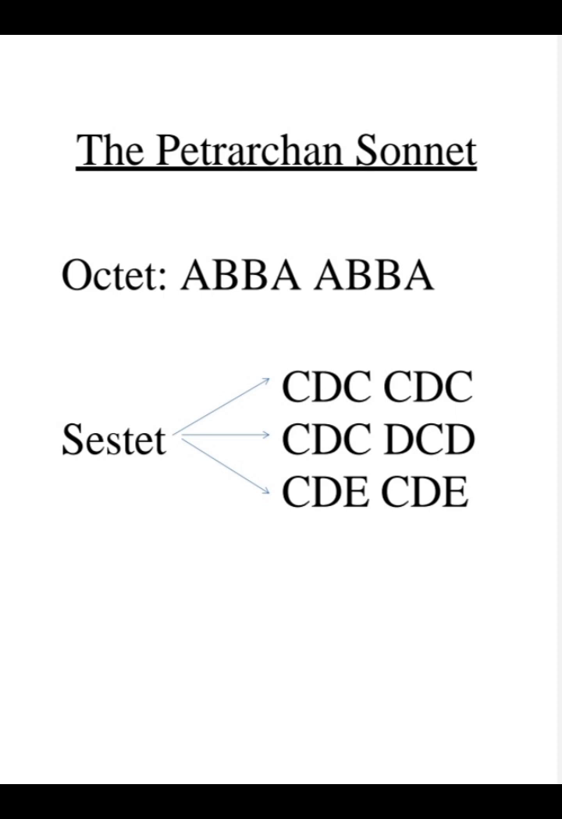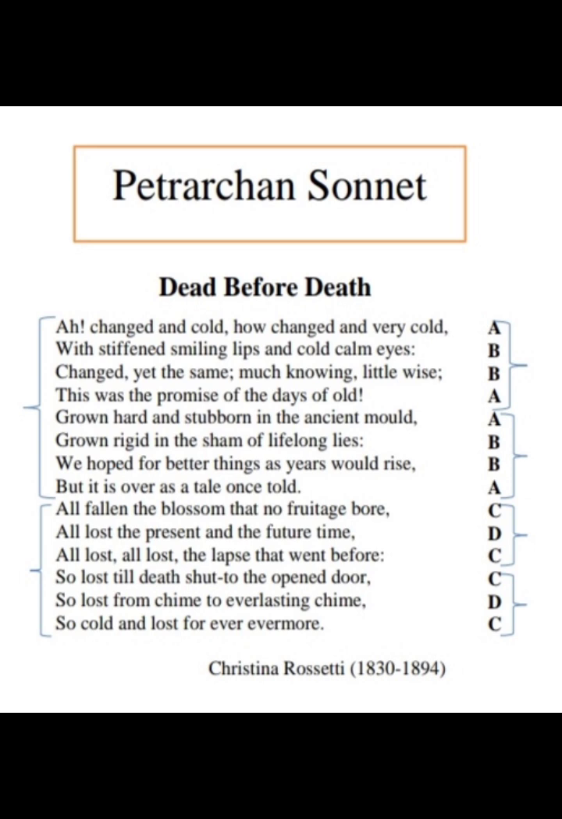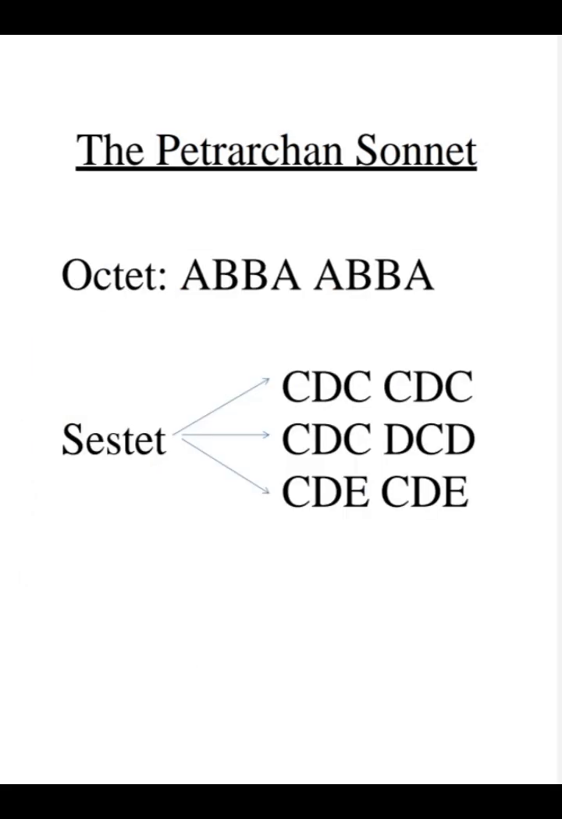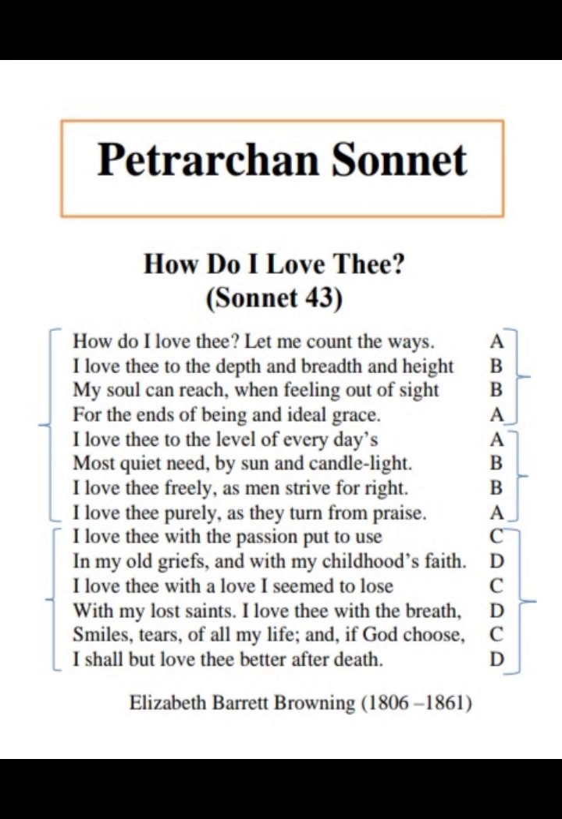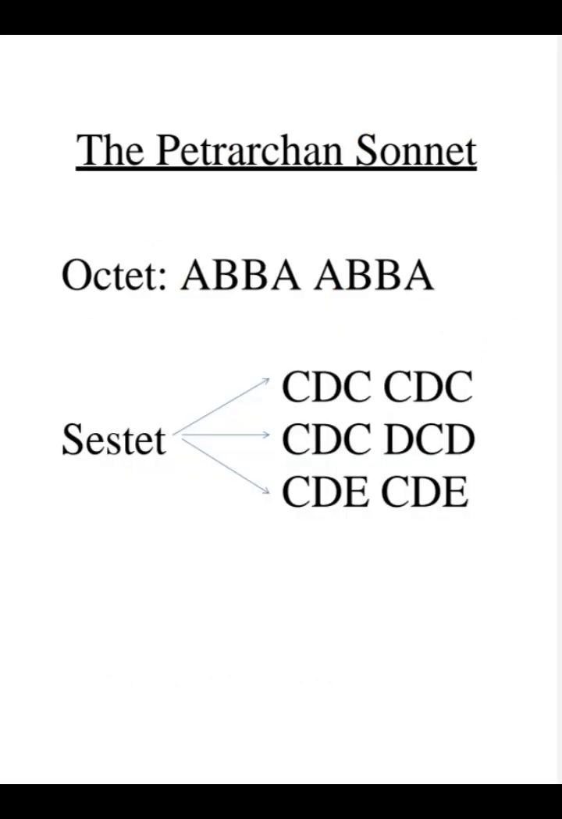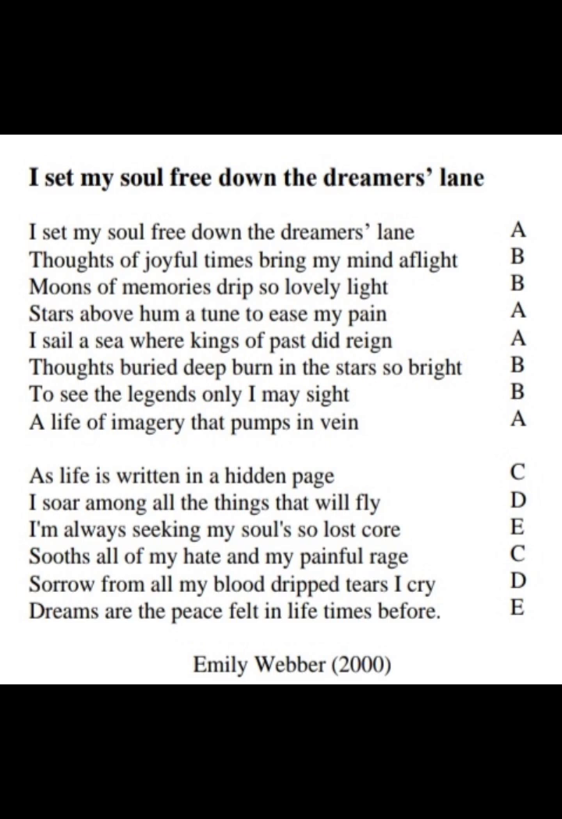The octet in the Petrarchan sonnet always rhymes ABBA, ABBA. The rhyme scheme of the sestet varies. It's either CDC, CDC, as in Christina Rossetti's Dead Before Death, or CDC, DCD, as in Elizabeth Browning's Sonnet 43, or CDE, CDE, as in Emily Webber's I Set My Soul Free.